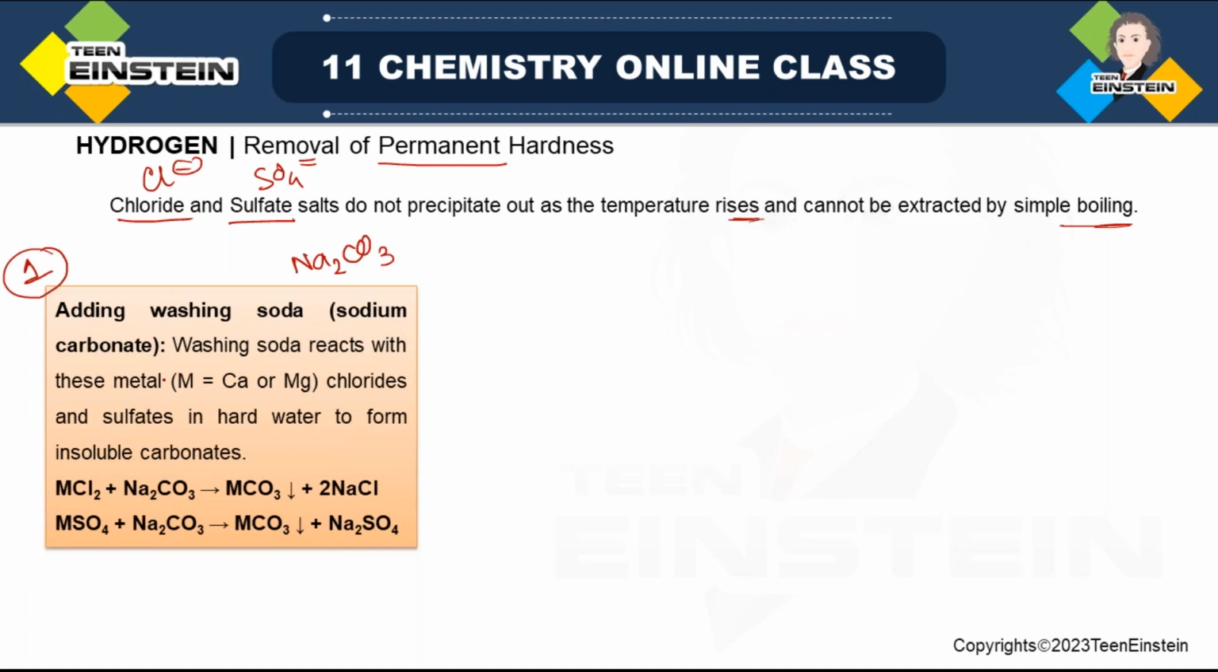This washing soda reacts with these metals, that is basically Ca2+ and Mg2+. They are chloride, they are sulfate. In hard water, they will form insoluble carbonate. So see, this is the reaction. In general, here it is written M. M is basically Ca2+ or Mg2+. There is formation of CaCO3, MgCO3, and these two, there is no problem because they are simply soluble. They are not the reason for hardness. But these two must be removed if we want to remove hardness. This is the first method, adding washing soda.